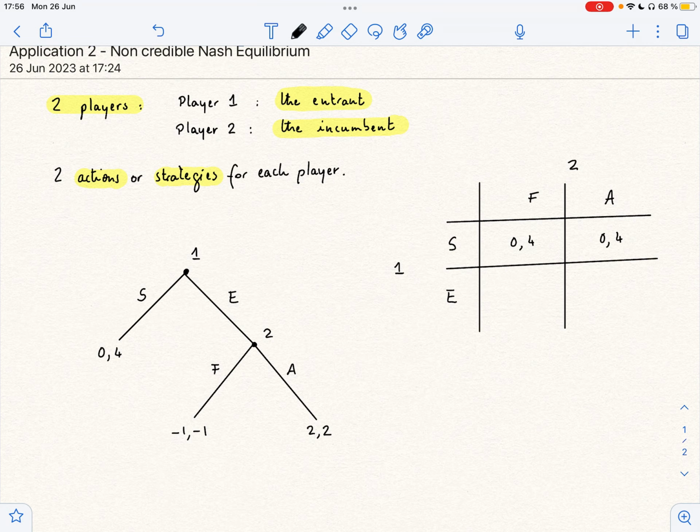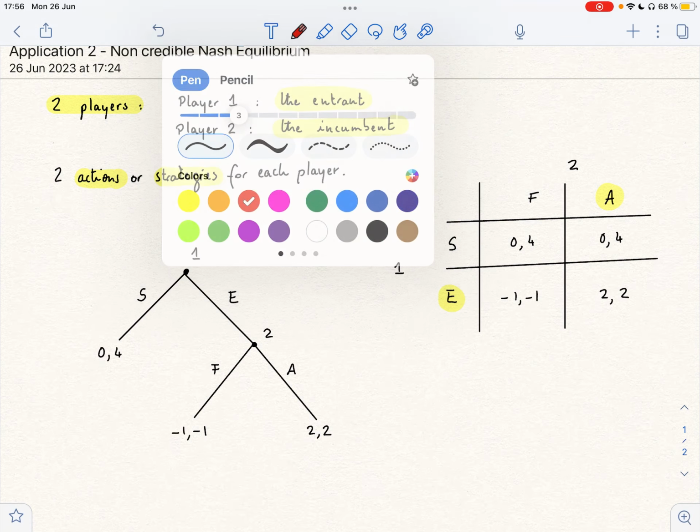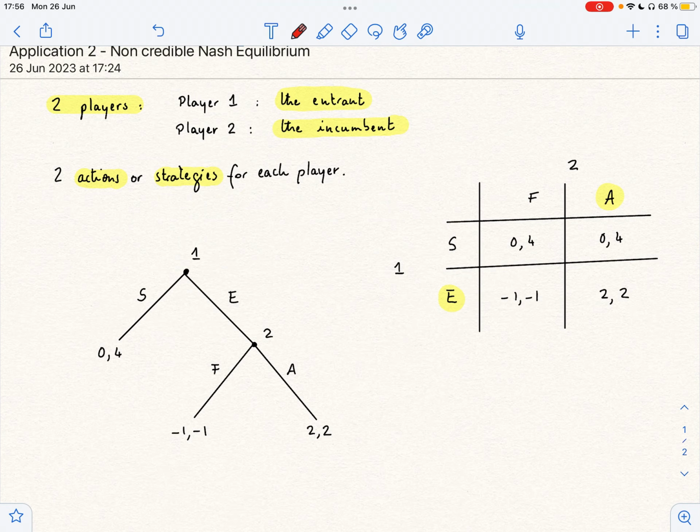If player 1 enters the market and player 2 fights, the payoffs are going to be -1, -1. If player 1 enters the market and player 2 chooses to accommodate, the payoffs are going to be 2 and 2, right? So make sure you understand how I went from the extensive form game representation on the left to the normal form game representation.